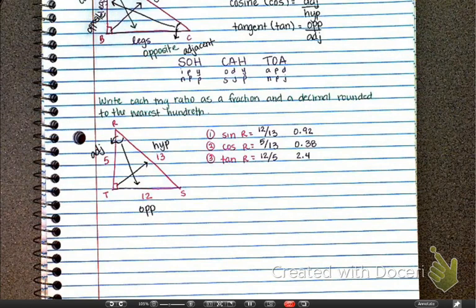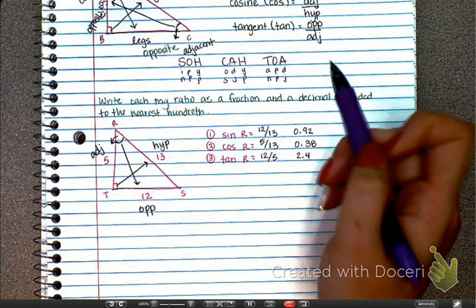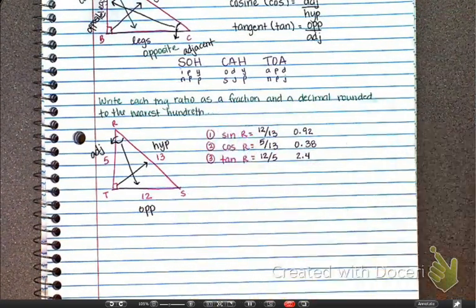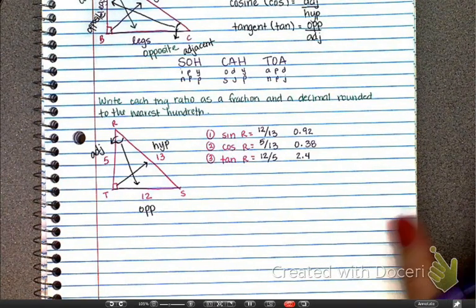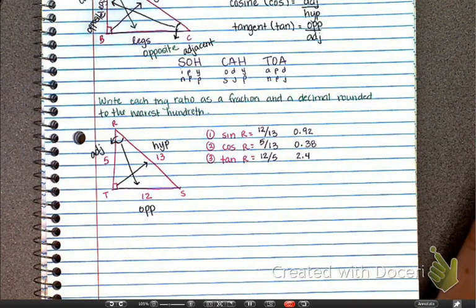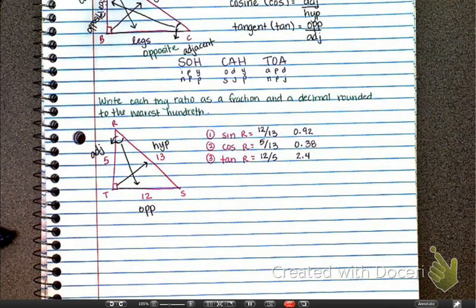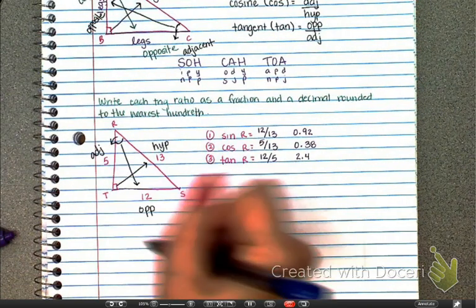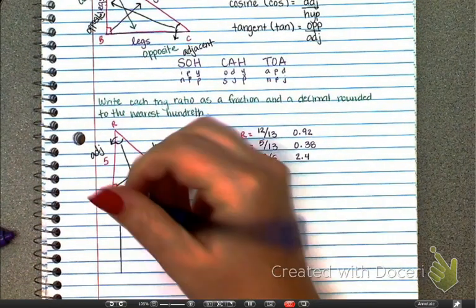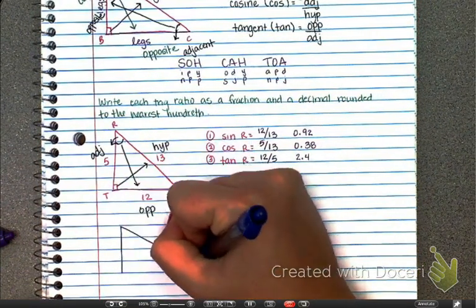Okay, so first step for you is to label your sides. Which side is the opposite, the adjacent, and the hypotenuse? Once it's labeled, as long as you know what the ratios are and or you remember SOHCAHTOA, you can set up a ratio. You can remember what? SOHCAHTOA. Okay, so why don't you try this one?